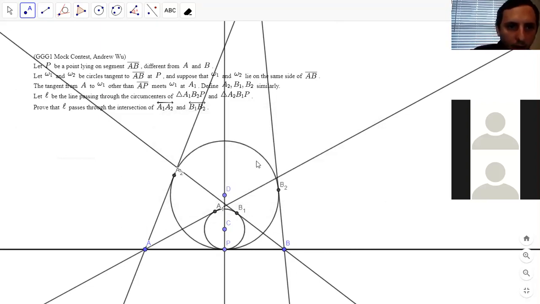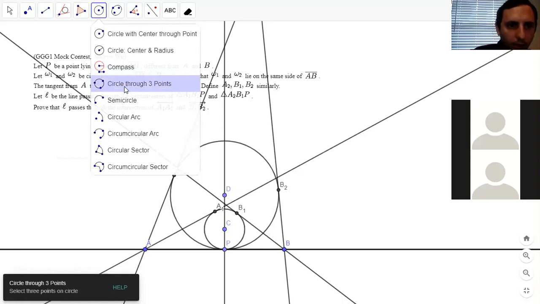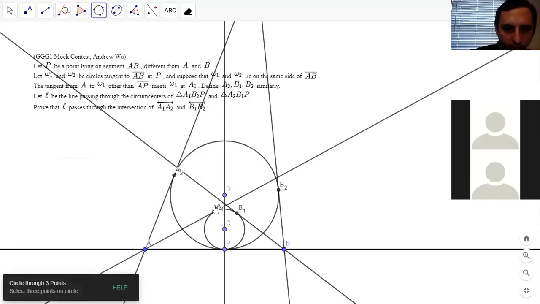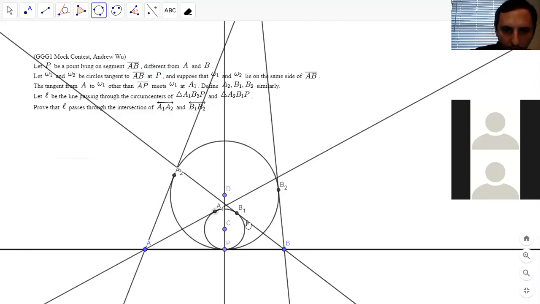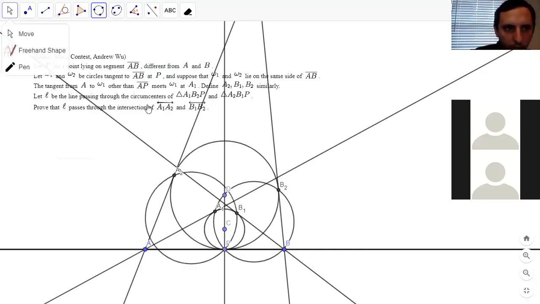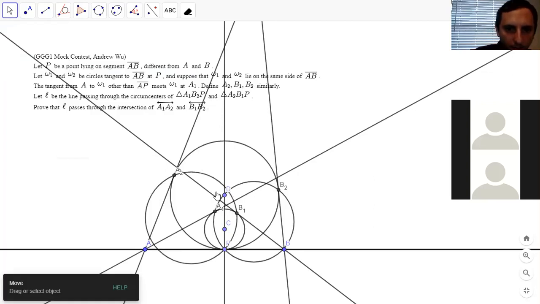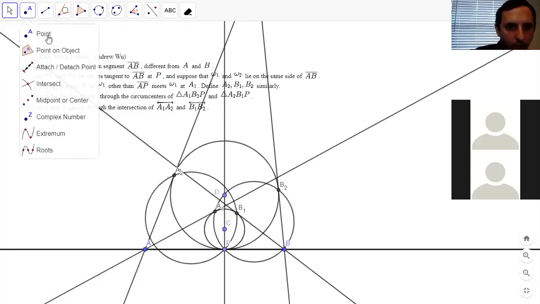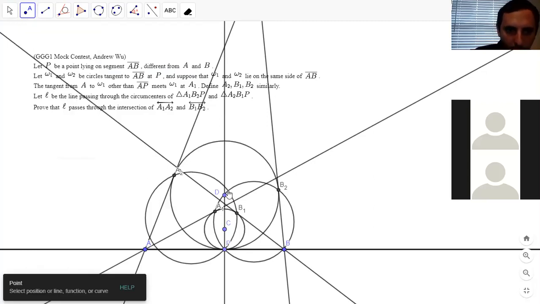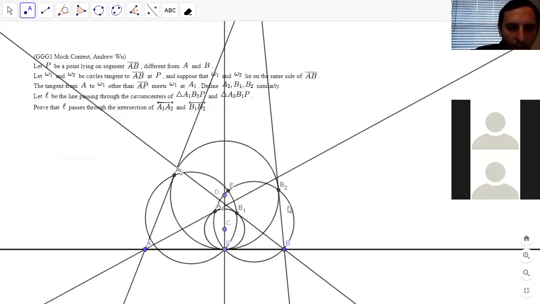And we draw basically the radical axis of these two circles. So A1, B2P and A2, B1P. So L is the radical axis of those circles. Let me draw their intersection. Okay, basically we want to show that PE, A1A2, and B1B2 concur. So we want to show A1A2 and B1B2 concur on PE.